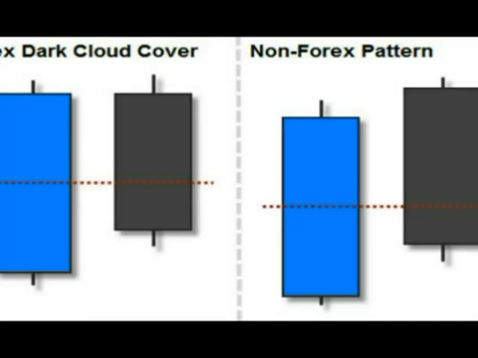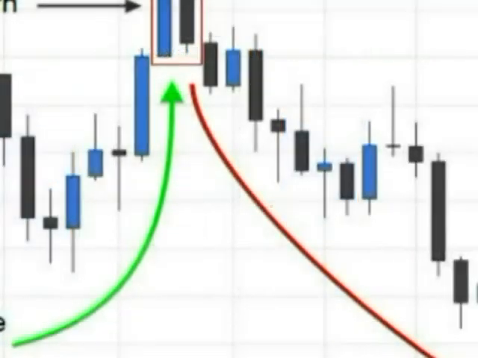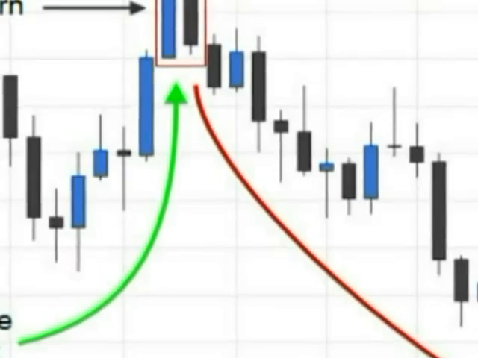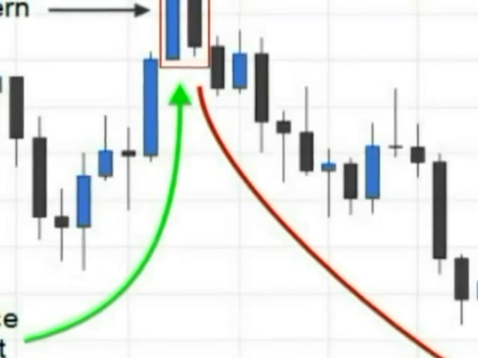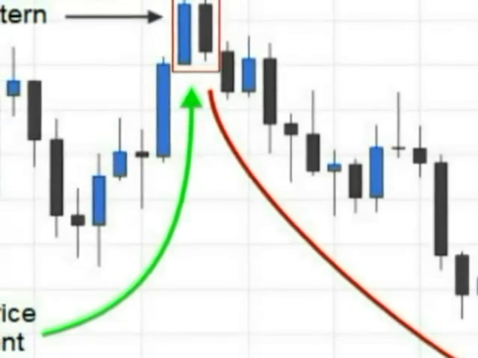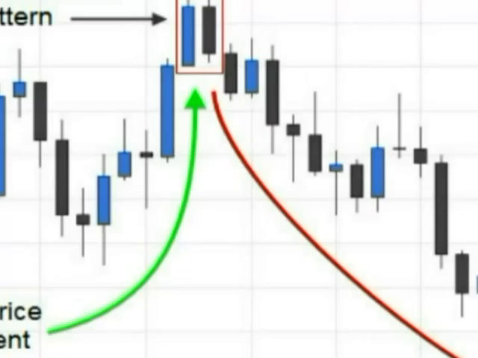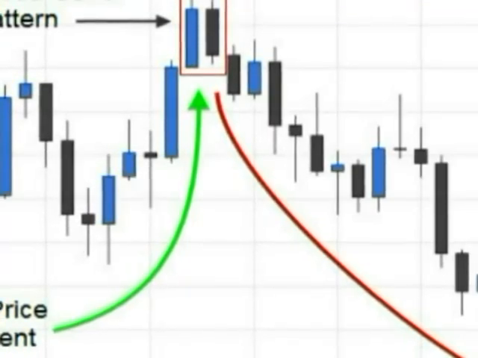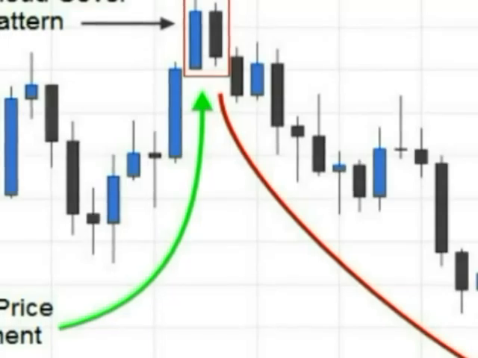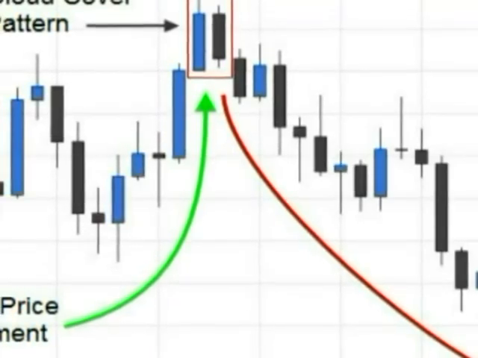This pattern consists of a relatively large bullish candlestick, followed by a bearish candlestick that closes deep into the real body of the first, bullish candlestick. The second candle in this pattern should close somewhere lower than the 50% mark of the first, bullish candle's real body. On non-Forex markets, the dark cloud cover signal is similar, the only difference being that the second, bearish candlestick needs to open above the close of the first, bullish candlestick, so there should be at least a small gap up before the second candlestick closes deep into the real body of the first one.